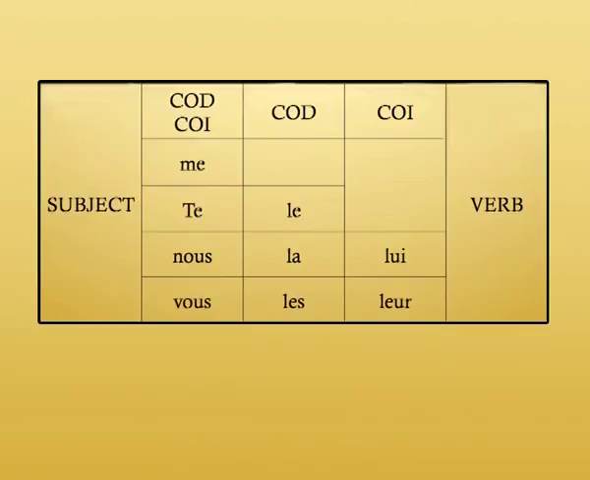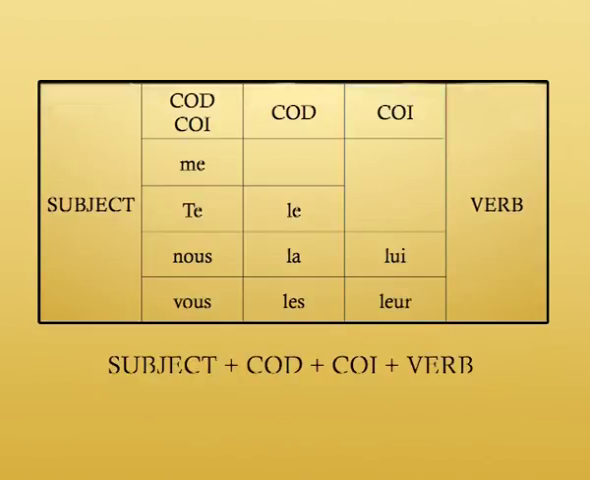Indirect and direct object pronouns, order and position of pronouns. The first column consists of object pronouns that can refer to direct or indirect objects. The second column consists solely of direct object pronouns corresponding to the third person singular and plural forms. And the third column consists again of only indirect object pronouns corresponding to the third person singular and plural forms.